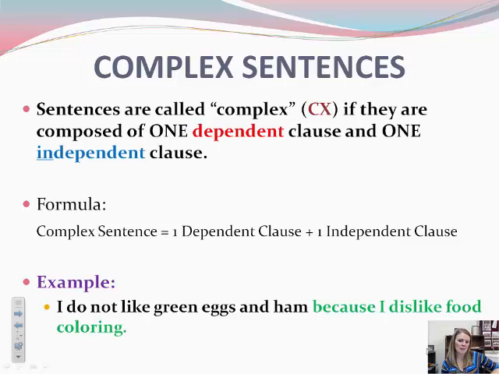I do not like green eggs and ham because I dislike food coloring. So you have the independent clause in black and the dependent clause, because I dislike food coloring, in green.